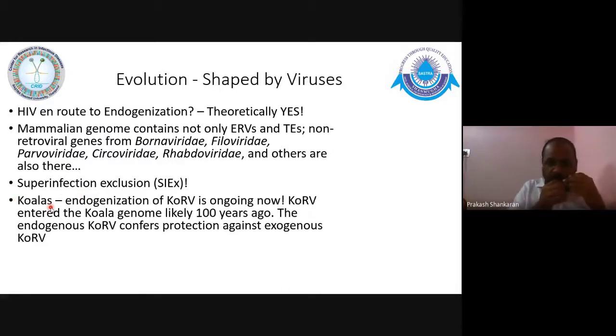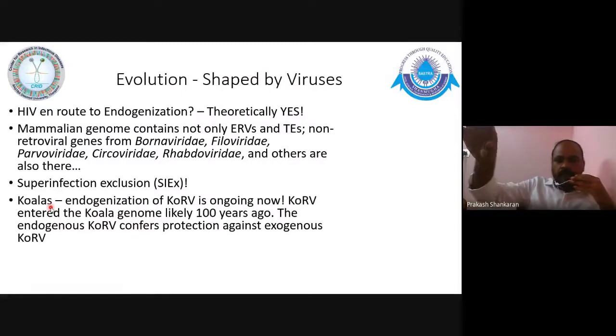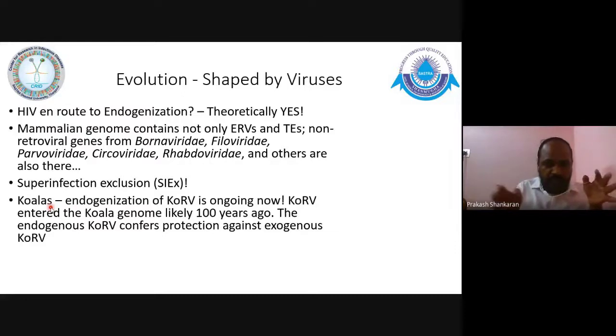Koalas, you know these animals. They say that it is now happening live in the koalas, because there are koalas that were caught from some part of Australia some 100 years ago, and their generations don't have this KoRV, meaning koala retrovirus. They don't have this koala retrovirus genome in them, meaning that within this 100 years or just above, koala retrovirus endogenization has started.